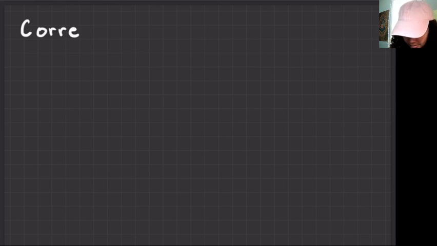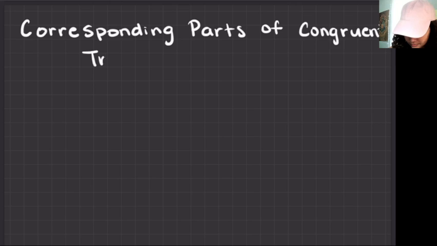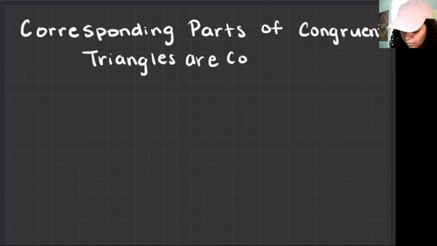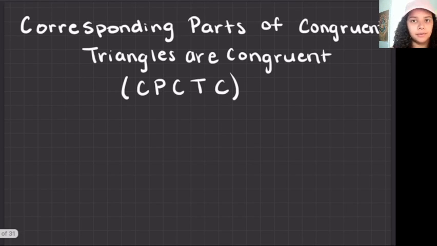So corresponding parts of congruent triangles are congruent, or better known as CPCTC, because us people in the math world, we don't like to say all that. So we like to abbreviate things. So CPCTC is what you'll use to basically say that corresponding parts of congruent triangles are congruent, okay?